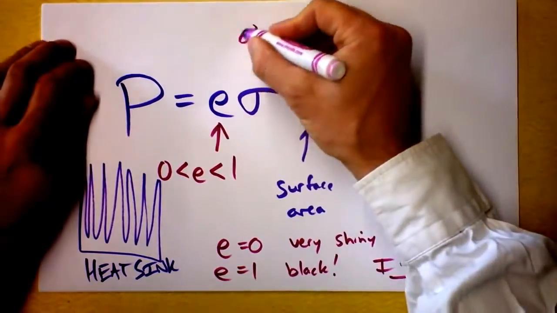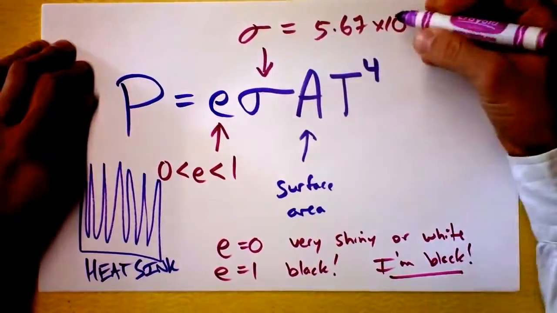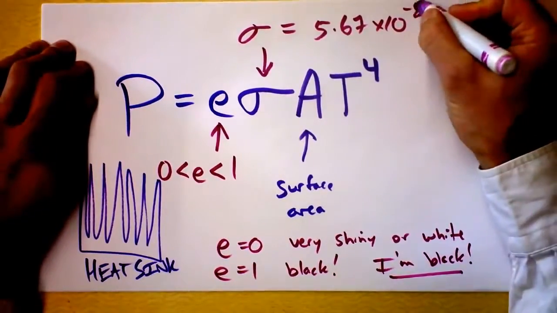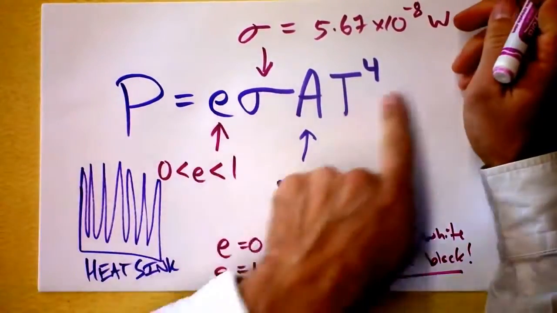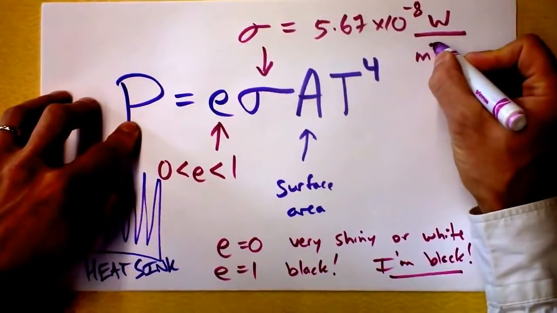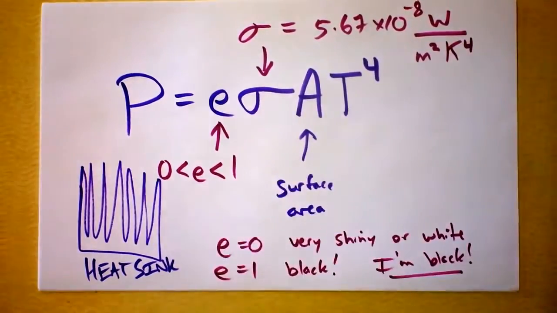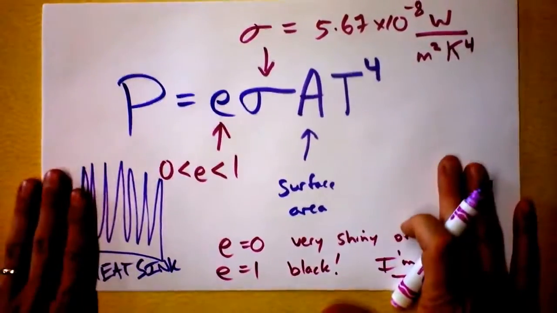So that's awesome. And sigma, it's just a constant. What do you want? You want sigma? Here it is. Sigma is 5.67 times 10 to the -8th, and it's got units. I guess it's going to be watts because that's the unit of power. And then we have to divide by the units of area, and we have to divide by the units of temperature to the 4th. Okay, so we're gonna play with this law a little bit too.